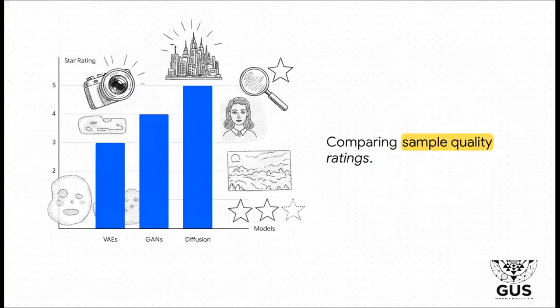But that slow, multi-pass approach pays off massively for diffusion models when it comes to the final result. Looking at sample quality, diffusion models earn a flawless 5-star rating for delivering absolute state-of-the-art sharpness and detail. GANs are close behind with fantastic quality for sure, but VAEs generally produce slightly blurrier outputs due to the nature of their probabilistic compression bottleneck.